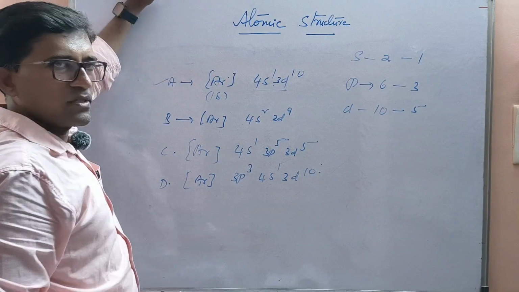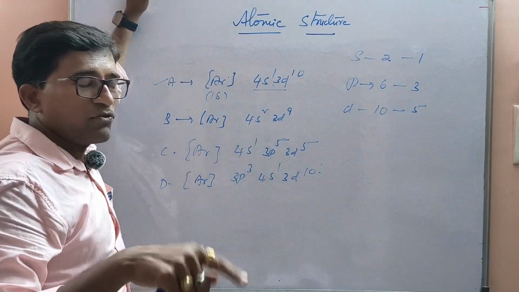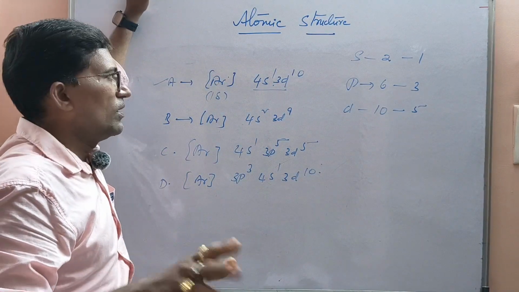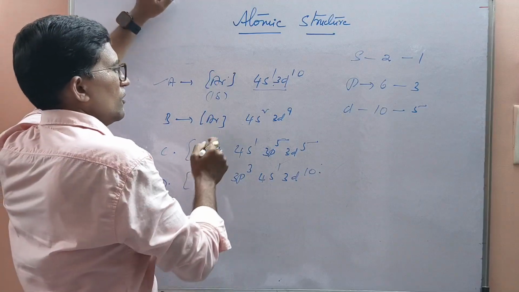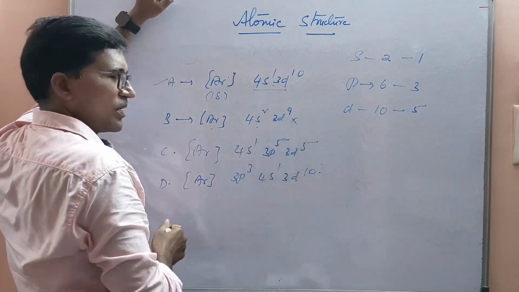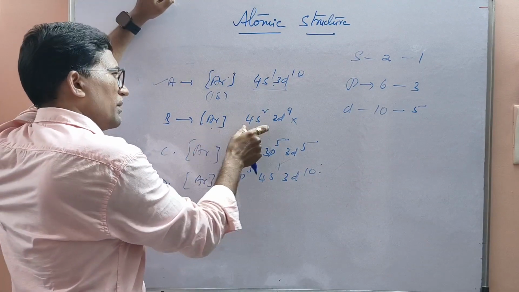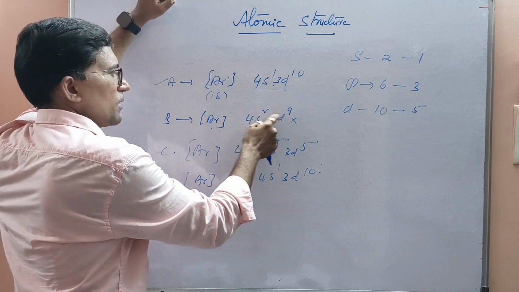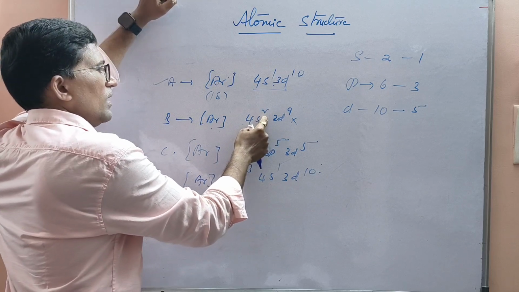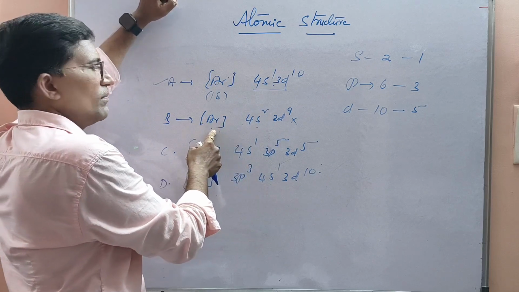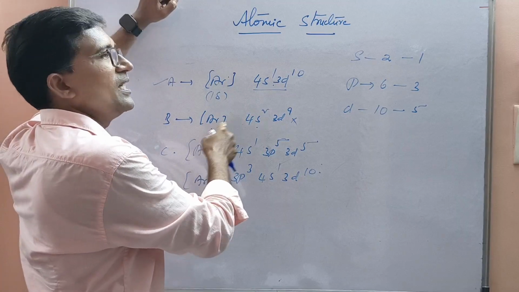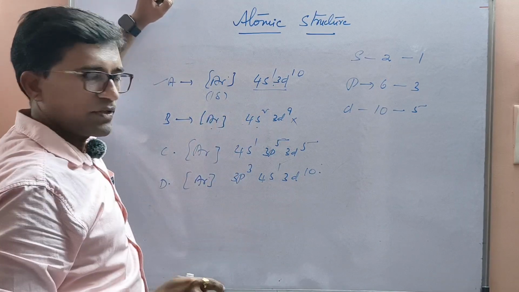So atomic orbitals with half-filled or fully filled configurations are more stable. Hence, 4s2 3d9 is unstable, even though the number is perfect. That is 9 plus 2, 11, plus 18, how much? 29. Correct. But the configuration is not a stable configuration.